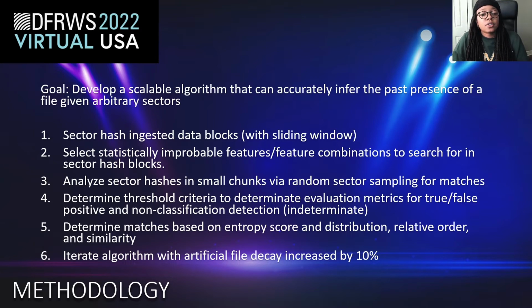And then we want to be able to iterate our algorithm and decay it incrementally by 10%. This will show us how the files persist after file write events such as overwrites and deletes. And we can also determine how that entropy changes as well during those events.